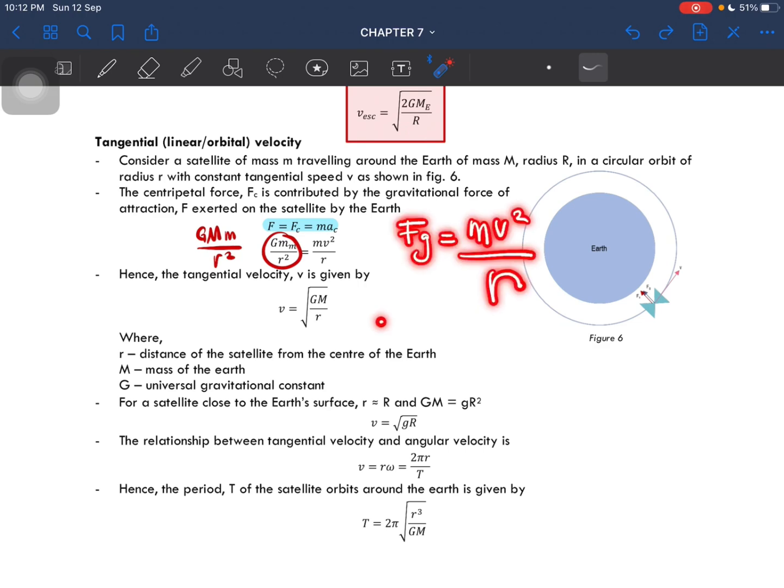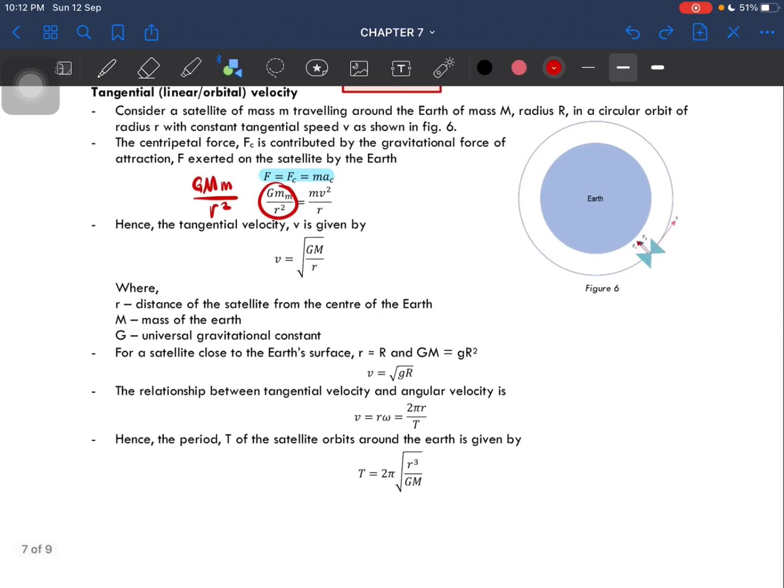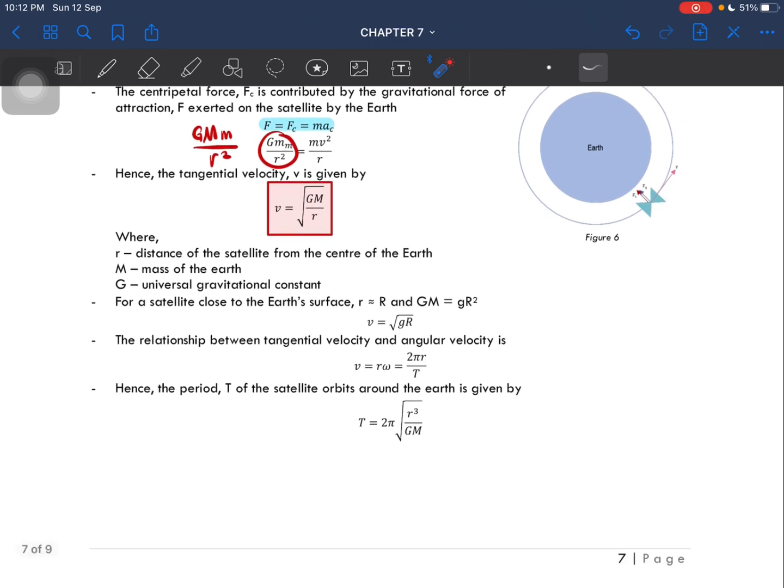Rearrange and you will then get the tangential velocity to be equal to this formula here. The r here is the distance of the satellite from the center of the Earth. M is the mass of the Earth, and G is the universal gravitational constant. If the satellite is close to the Earth's surface, where we can let the distance be equal to the radius of the Earth, we then have the tangential velocity equal to the square root of gR.